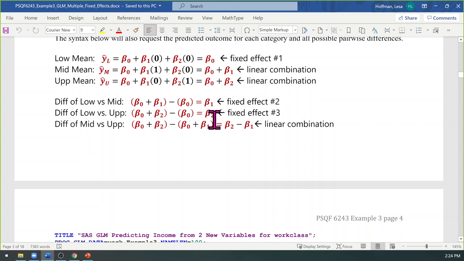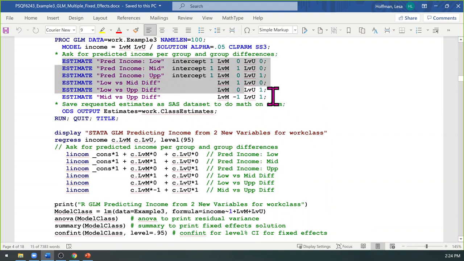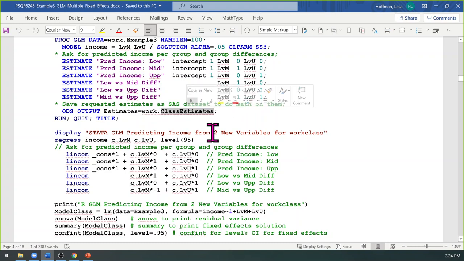If you're using SAS, you can add these two lines of code to your model. They go before the run, so they're within the same analysis. And what that is going to do is save the results of all of these estimate statements that I wrote to generate predicted means and predicted mean differences into a SAS data set. That data set is going into the work library and it's called class estimates. Class, because working class was the variable for this example, you can call it whatever you want. You can keep the same name, it won't matter.